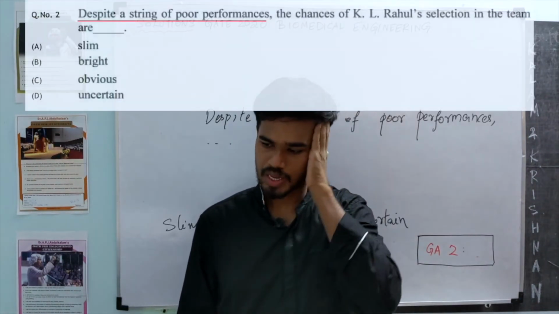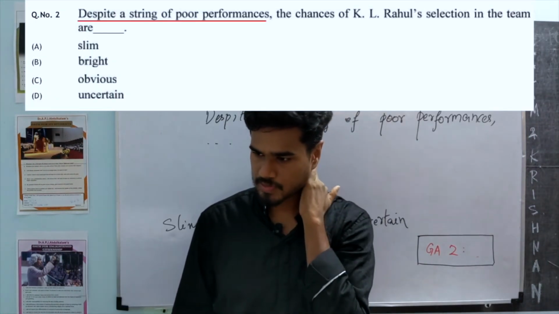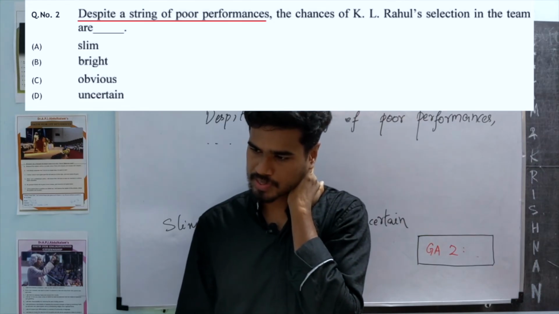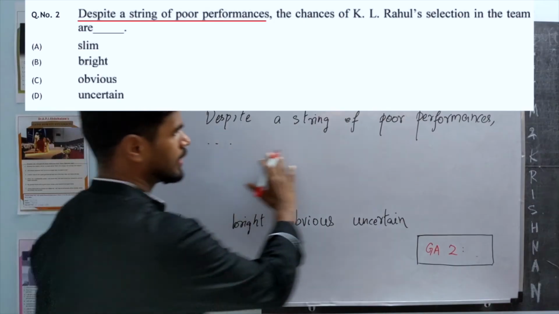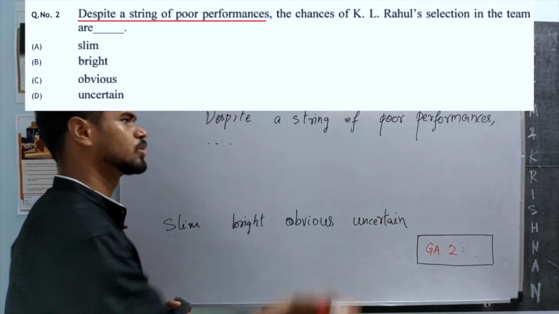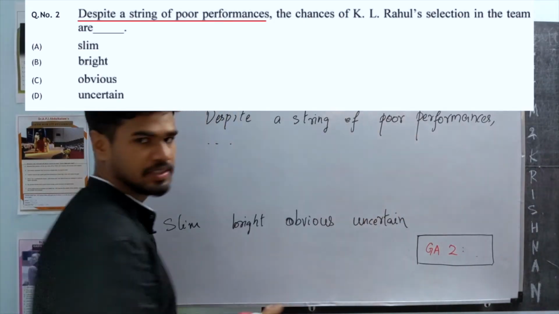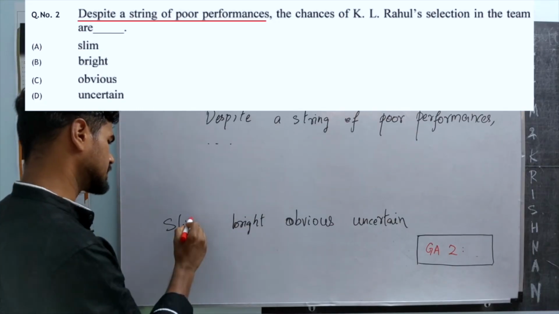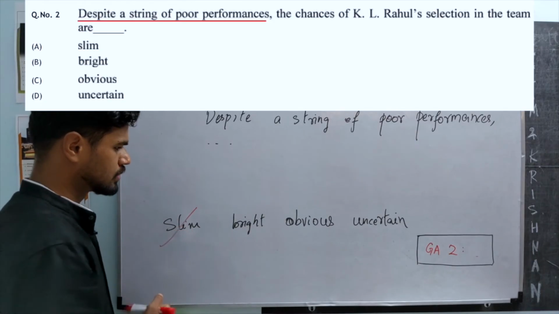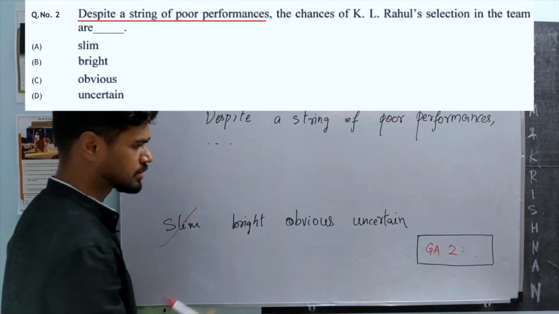Second question. Despite a string of poor performances, the chances of KL Rahul's selection in the team are dash. So it says despite a string of poor performances. So that means despite that, chances are high, right? That's what the statement means. So the chances aren't slim. Chances could be bright, that's a possibility.